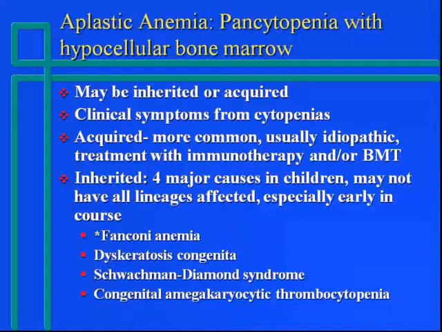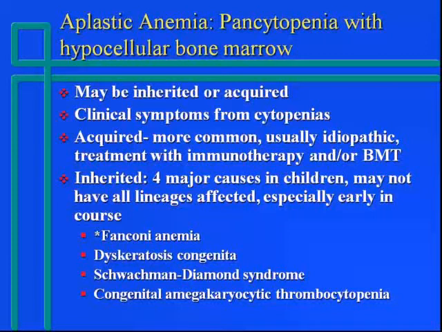I'd like to talk next about aplastic anemia. This is a little bit of a confusing term because it has anemia in the term, but this is not just of the red blood cells. Aplastic anemia is defined as pancytopenia, so affecting the other cell lineages as well, in the setting of a hypocellular bone marrow. Aplastic anemia may be either inherited or acquired.